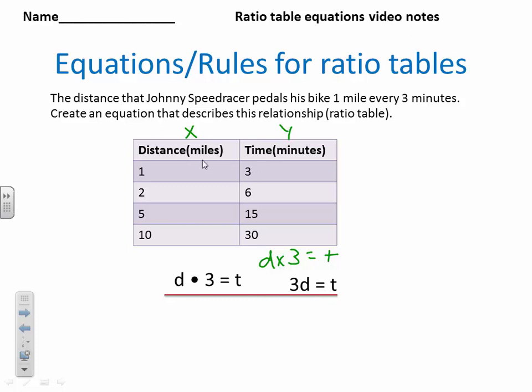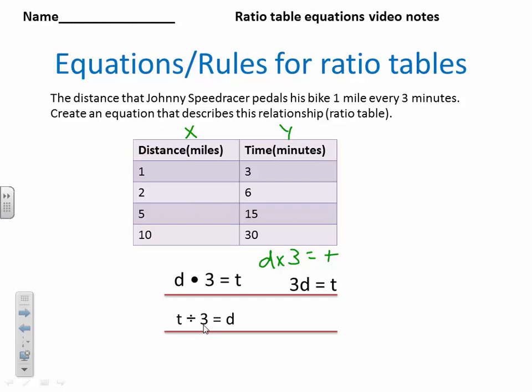So 3 divided by 3 gives us 1. That works. 6 divided by 3 gets us 2. 15 divided by 3 gets us 5. And 30 divided by 3 gets us 10. So how are we going to show that? We're going to use our t, and we're going to divide it by 3 to get us to d. So t divided by 3 gets us d.